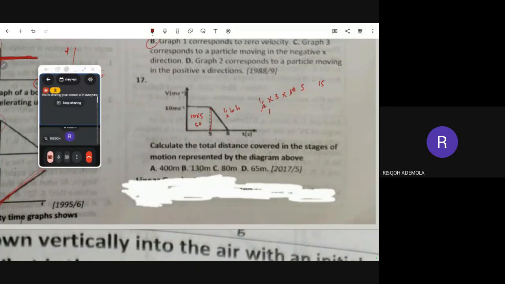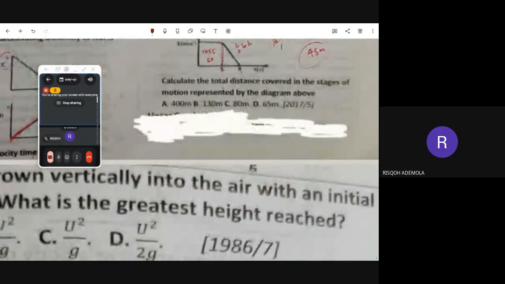So there's a mistake somewhere. Where? 5 times 10, 50. Then 5 to 8. Does the value look correct? Half base times height. Half base is 3. Height is 10. The answer I got is 45 meters. I don't know what happens. The distance covered in the stages of motion above. Okay, let's move on.